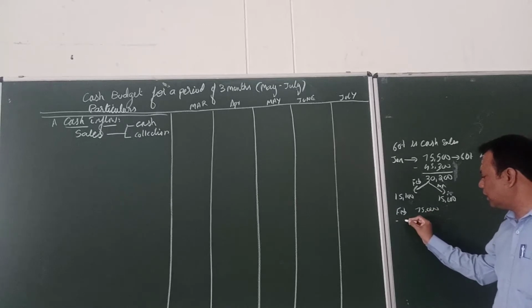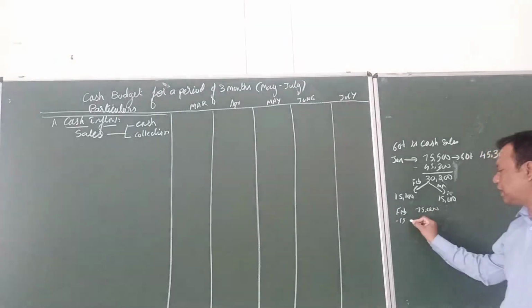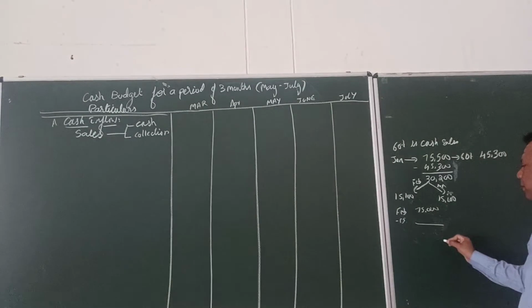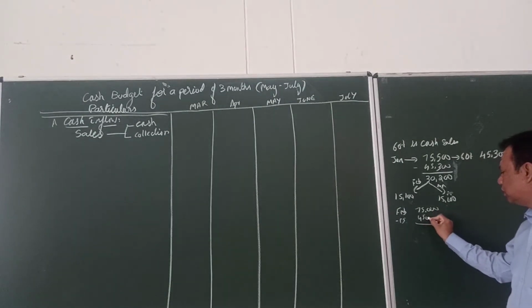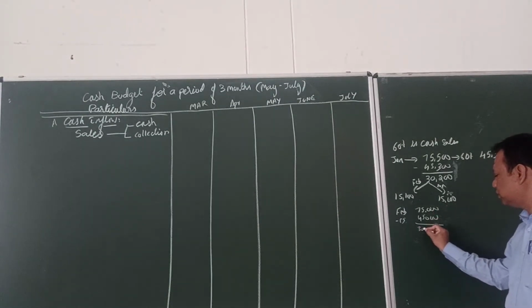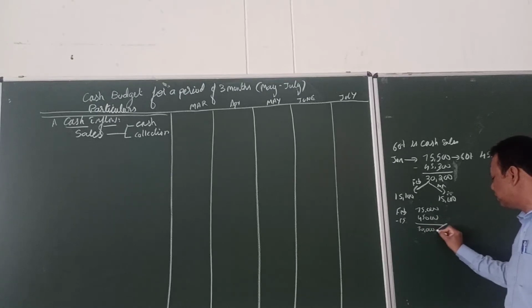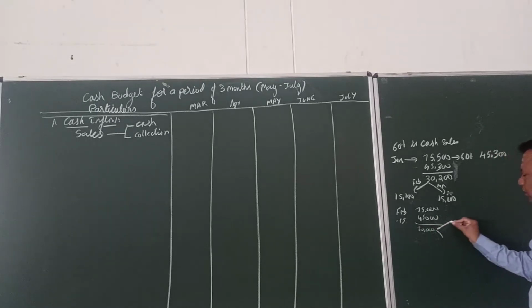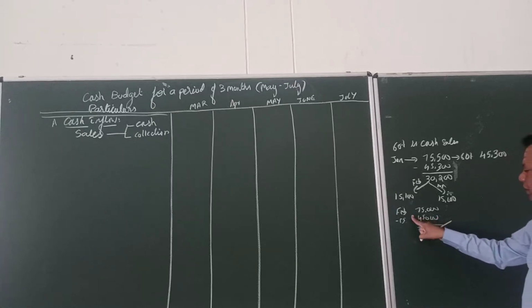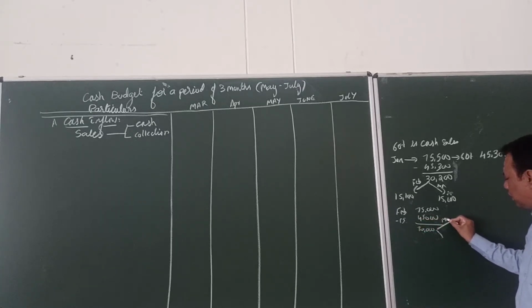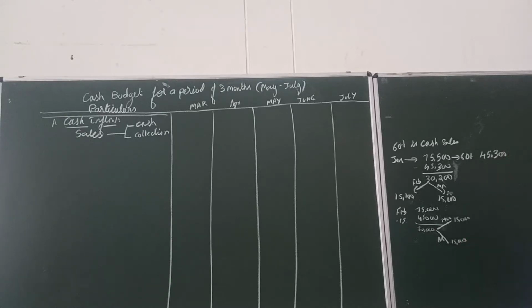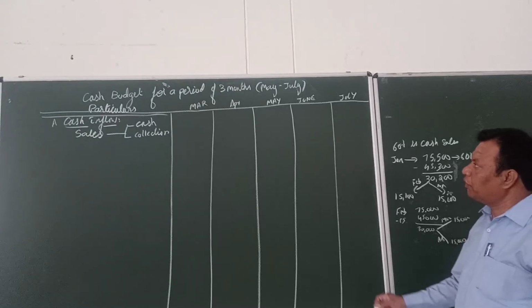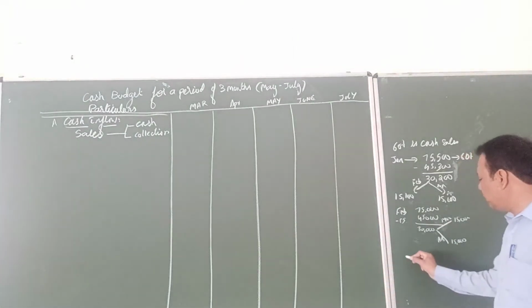Less credit cash sales. CS stands for cash sales. 45,000. So it comes to 30,000. So 30,000 when we are collecting. So we are selling in the month of February, so March and April. March 15,000 and April 15,000. This also we are not doing, correct? Our intention is to start from May. So then March.